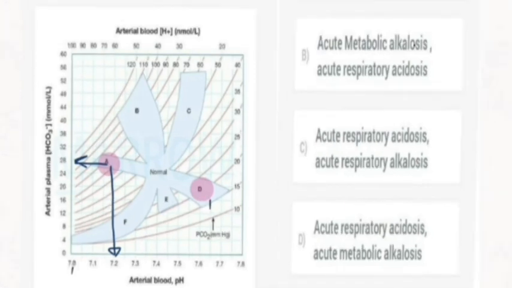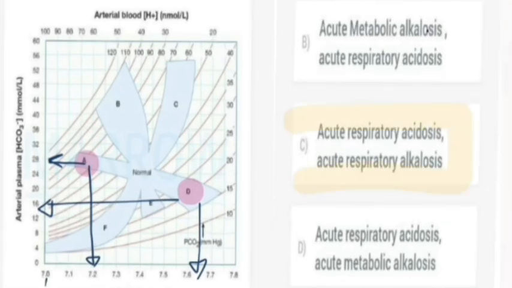If we drop a line from here, it points towards 7.7, which means alkalosis, and if we draw a horizontal line, it points towards 16, which is less than 25. So both are again going in the opposite direction, so respiratory alkalosis. The answer here will be acute respiratory acidosis and acute respiratory alkalosis for points A and D respectively.